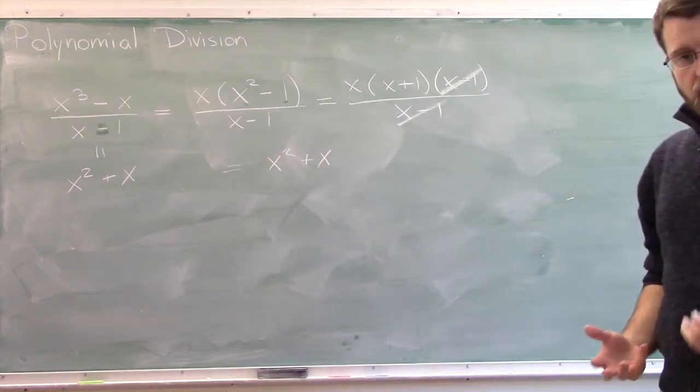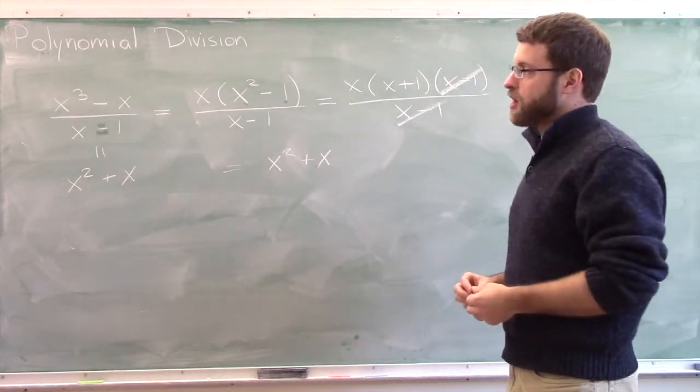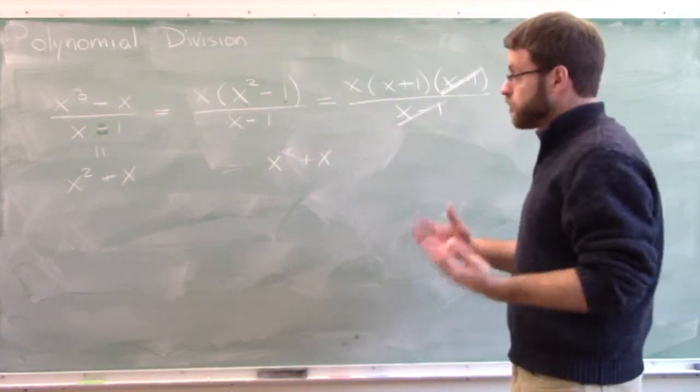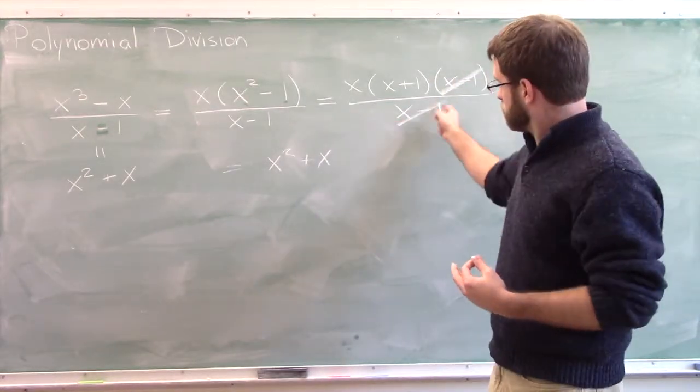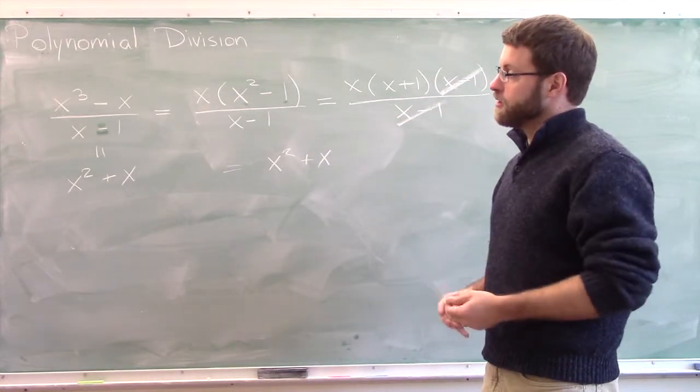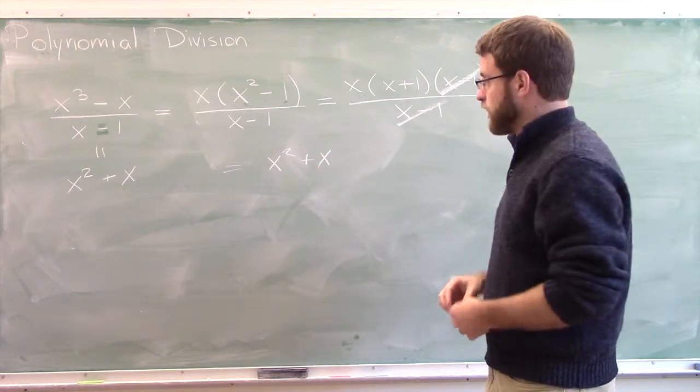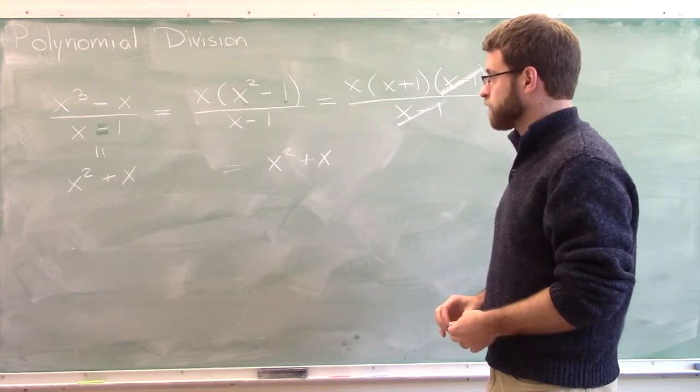Okay, so that's a second example of the basic process of polynomial division, but in a situation where the division is perfect, that the divisor goes into the numerator evenly, perfectly, without any leftover remainder. Okay.